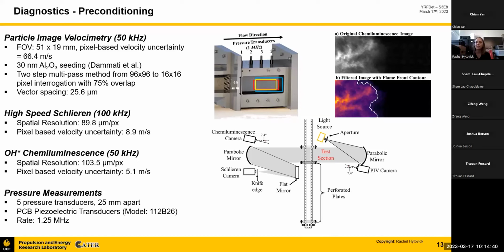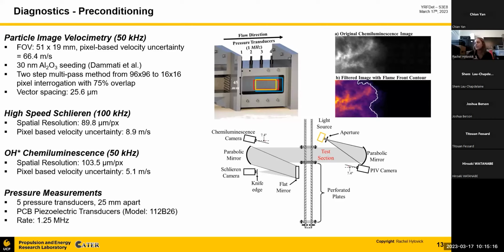For these preconditioning measurements that were all done simultaneously, the Schlieren was also at 100 kilohertz, so our PIV and our Schlieren are recording at the same rate. And we get pretty good spatial uncertainty with both the Schlieren and the chemiluminescence. Chemiluminescence was taken on the SA1, so it was a little bit lower and didn't quite have as high a spatial resolution, but it was still pretty decent. And then for our pressure measurements, we have 5 transducers, the one before the facility and the 4 during the facility, and they're 25 millimeters apart and record at 1.25 megahertz. So we're able to get really accurate data from those as well.